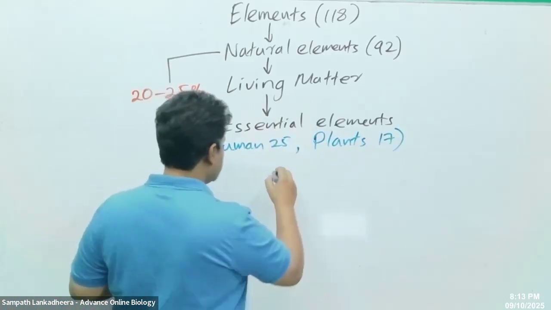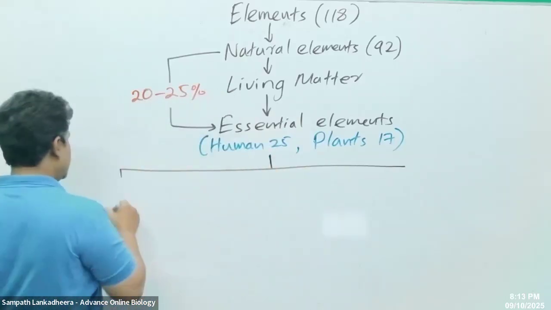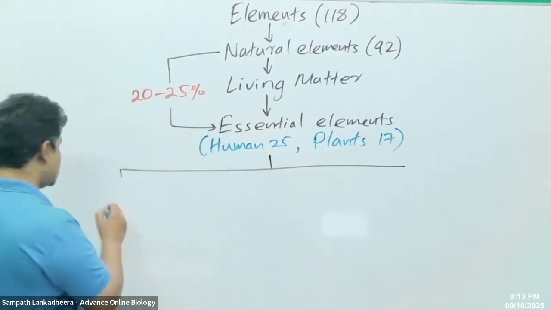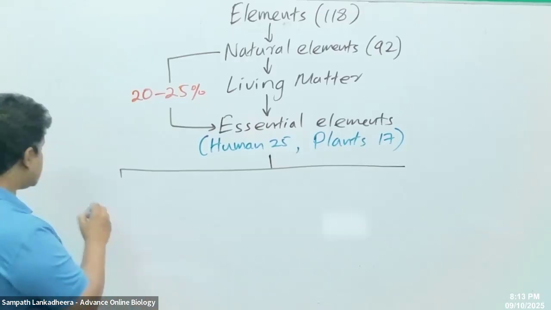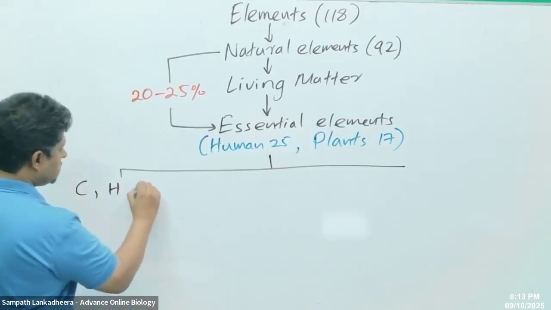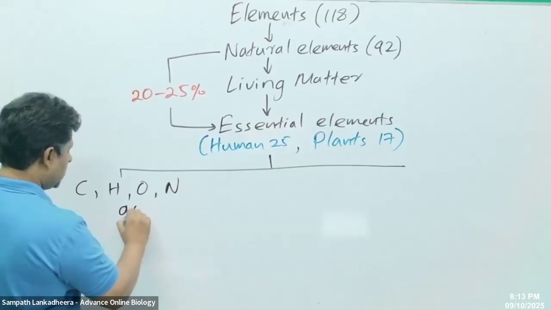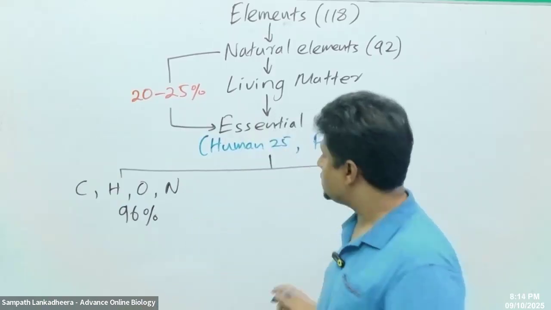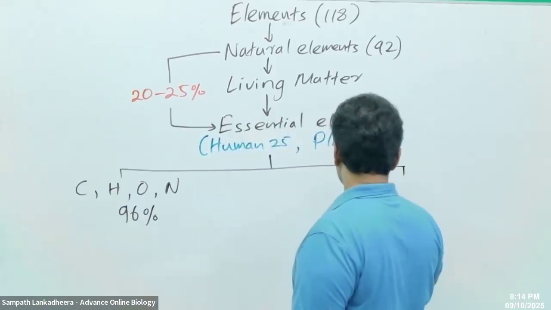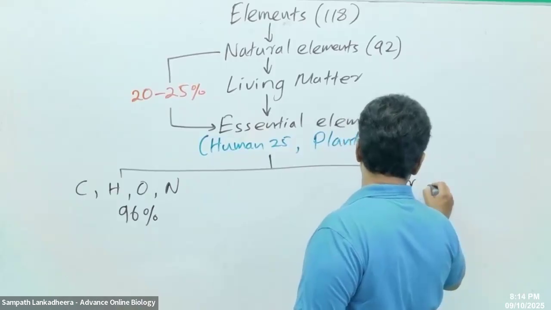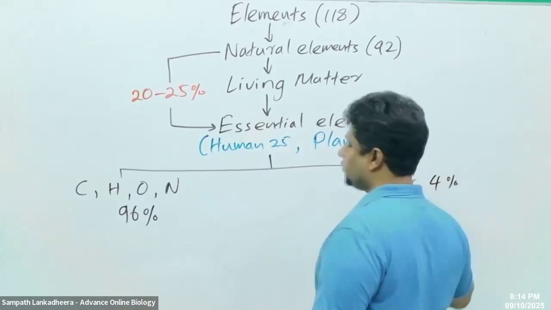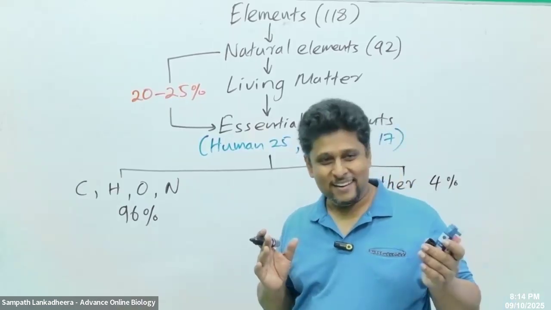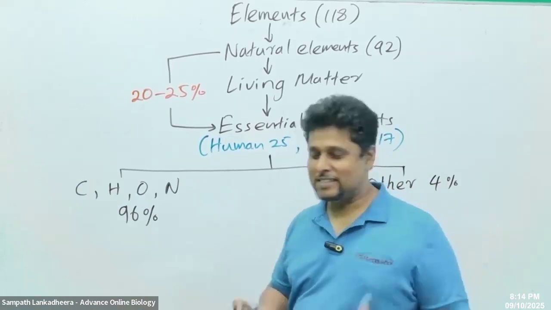Out of this set, some elements make up more than 96%: carbon, hydrogen, oxygen, nitrogen. The other elements make up the remaining 4%. From the remaining 4%, we said calcium, phosphorus, potassium, sulfur.